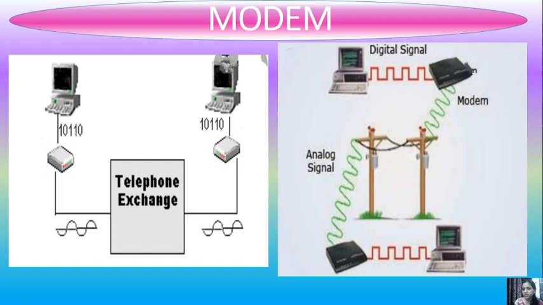Suppose the modem is attached to the source PC, the sender PC. It will convert the digital signal to an analog signal. Suppose that particular modem is attached to the receiver PC. At that time, that modem will convert the analog signal to a digital signal. So this is the concept of modulation plus demodulation.